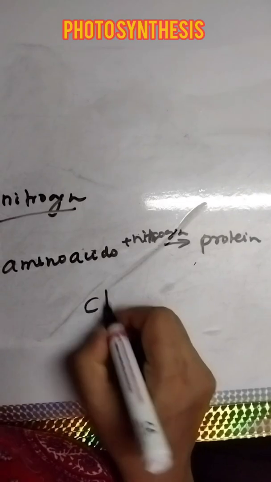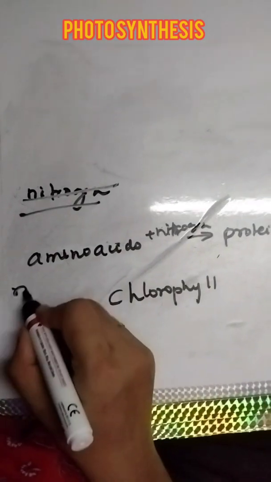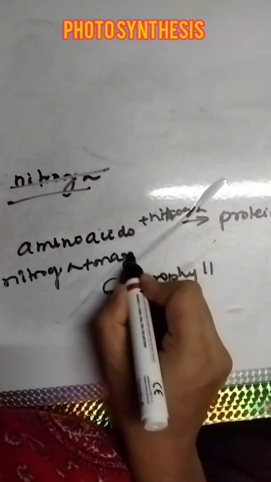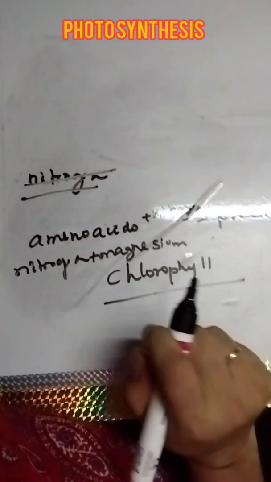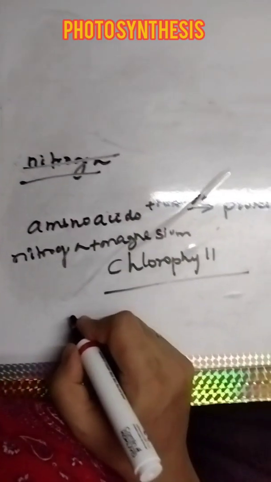Another important thing the plant requires is chlorophyll. For the chlorophyll, they require nitrogen and magnesium. They use nitrogen and magnesium to build chlorophyll. So that is why farmers always use NPK fertilizers. What is the full form of NPK? That is nitrogen, phosphorus and potassium fertilizers.